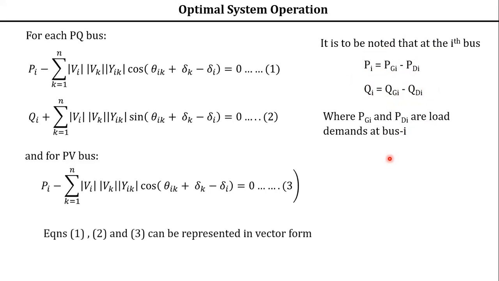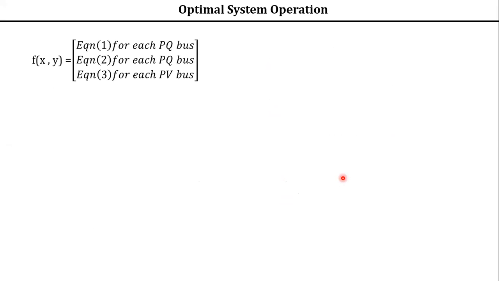Now all these equations 1, 2, 3 can be represented in vector form. Understood? How is it represented in vector form? Please remember these three equations 1, 2, 3. I will be representing them in vector form, which I will show here. Now let us represent f as a function of variables x comma y. First you define a function f which is a function of x and y variables.